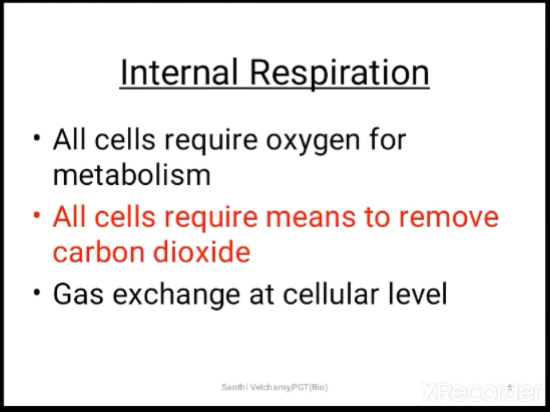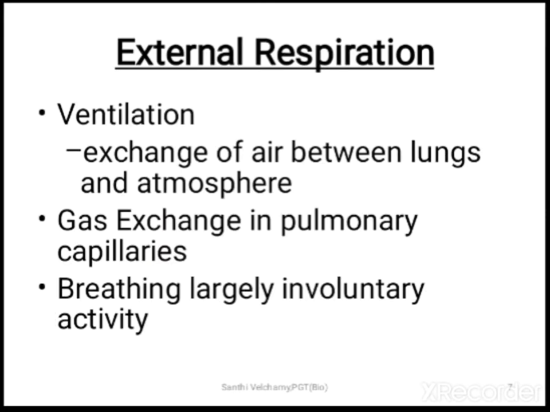Whatever carbon dioxide is produced has to be removed also. Gaseous exchange occurs at the cellular level. Actually, the gaseous exchange occurs in two places: one in the alveoli and the other at the tissues, at the cellular level. External respiration, that is ventilation, involves the exchange of air between the lungs and the atmosphere. One exchange of gases occurs in the tissues, and the other occurs in the alveoli. First there is exchange of gases between the lungs and atmosphere, and later gaseous exchange in the pulmonary capillaries.